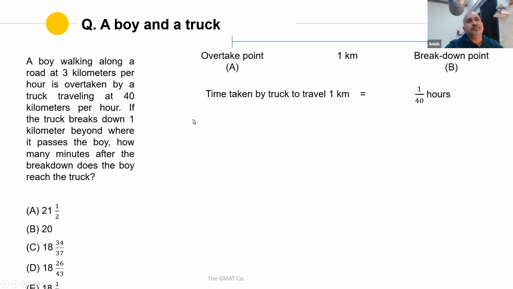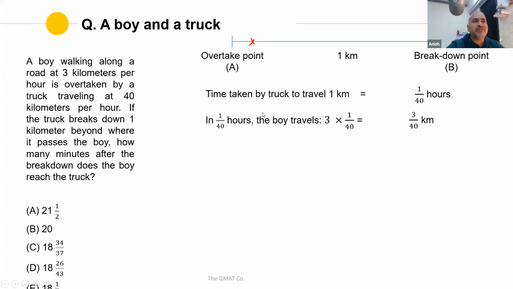All right. Now, what's the time taken by the truck to travel the 1 kilometer? Well, its speed is 40 kilometers per hour. So 1 kilometer would be 1 by 40 hours, right? The truck takes 1 by 40 hours to reach point B. And then in that time, how much distance does the boy travel? Basically, by the time the truck reaches point B, the boy would no longer be at point A. The boy is also walking for that much time. So the boy would have reached somewhere over here, right? So that distance is 3 by 40 kilometers. In those 1 by 40 hours, the boy would have traveled some distance. It's not like he was waiting at point A while the truck continued moving.